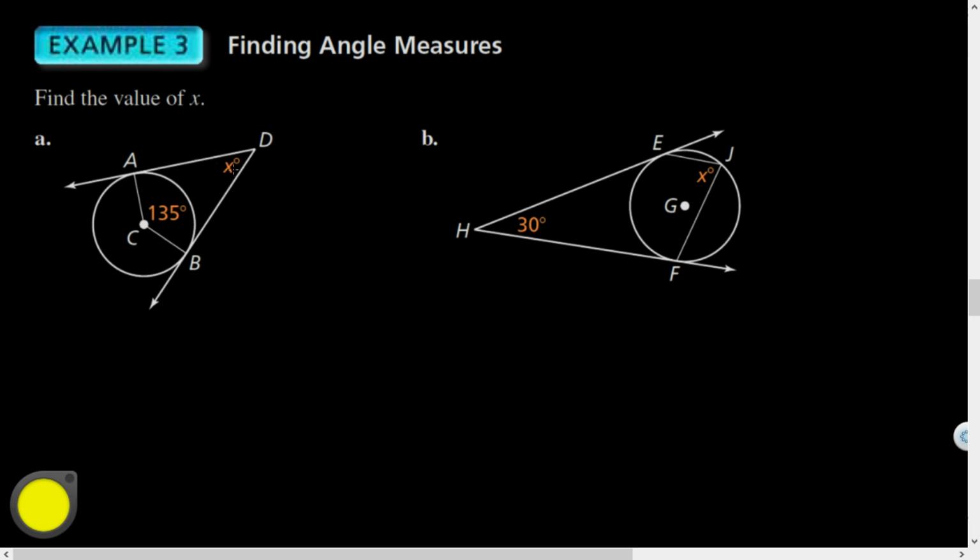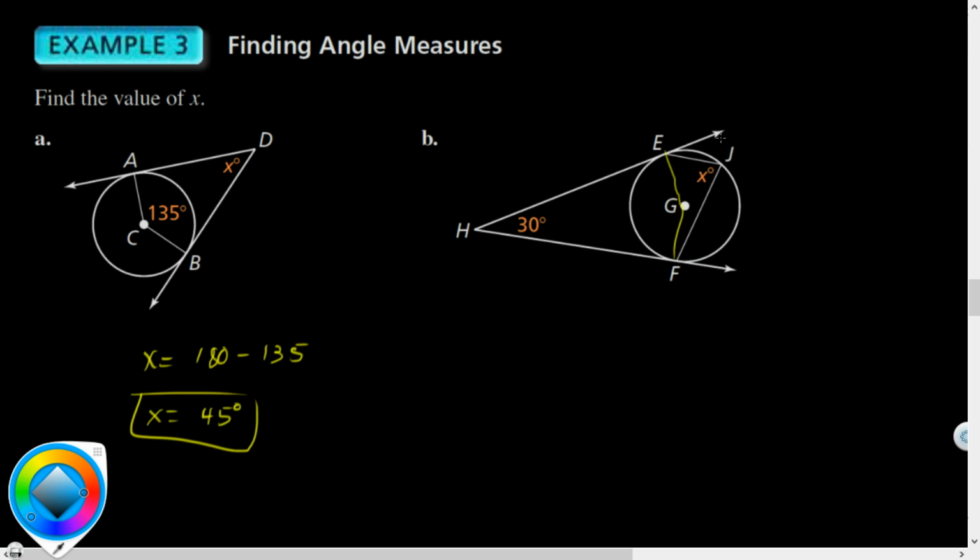So find the value of x. So guys, here x is going to equal 180 minus 135. X is equal to 45 degrees. Nice. Okay, over here. Sneaky. All right, this is not a central angle, first of all. This is a central angle. Okay, what is the measure of this arc, EF?